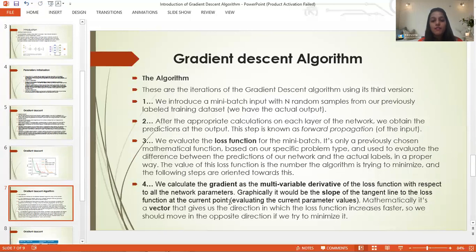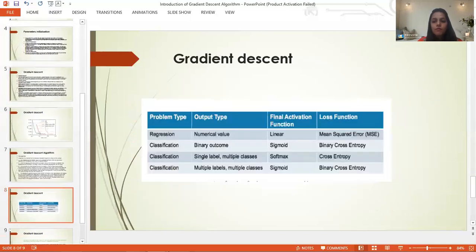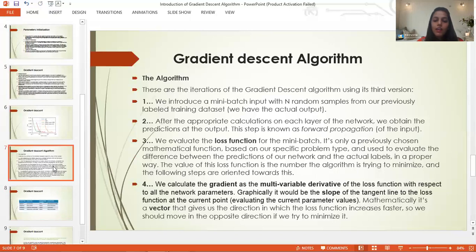The following steps are oriented towards this. We calculate the gradient, the multivariable derivative of the loss function with respect to all the network parameters. Gradient is nothing but the derivative. You calculate the derivative for each batch and for the different parameters, and then add all of these gradients, right? Practically, it is the slope of the tangent line to the loss function at the current point. Mathematically, it's a vector that gives us the direction in which the loss function increases fastest, so if we try to minimize it, we need to move in the opposite direction.